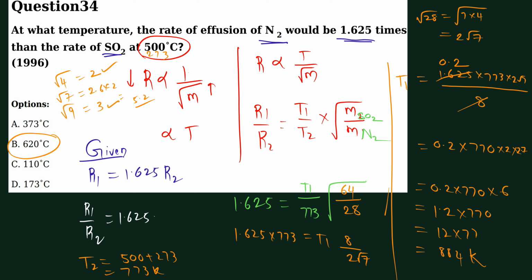Then how do we get it in degrees Celsius? Convert 884 Kelvin into degrees Celsius. T in degrees Celsius is 884 minus 273. 4 minus 3 is 1, 8 minus 7 is 1, 8 minus 2 is 6. So 611 degrees Celsius, and it matches the answer.